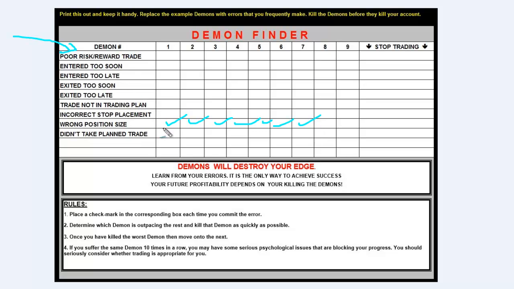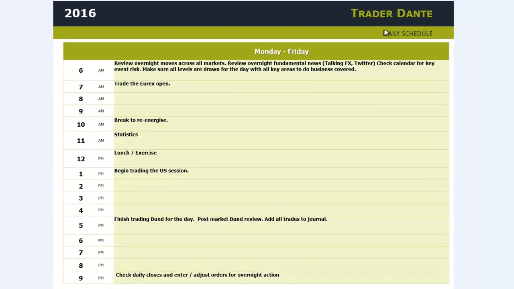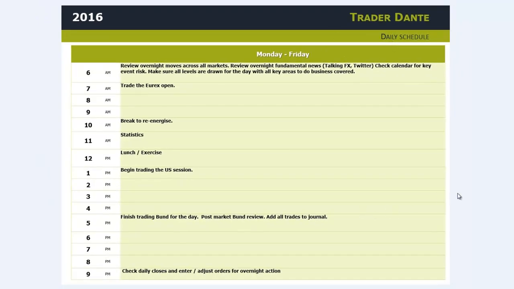Incidentally, I think probably the biggest mistakes that I see here are exiting too soon. People have a real problem with exiting, along with didn't take the planned trade. These must be the two most popular sins. I haven't done statistics on this, but based on what I hear. So again, those are maybe points that you want to work on. But I think the Demon Finder is absolutely essential. So just going back to my daily schedule, that's what the daily schedule looks like.